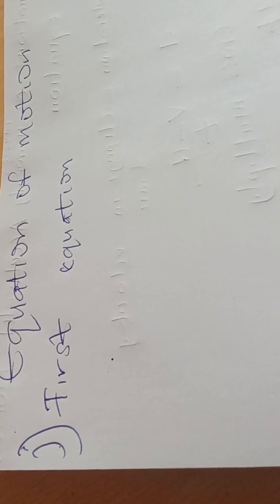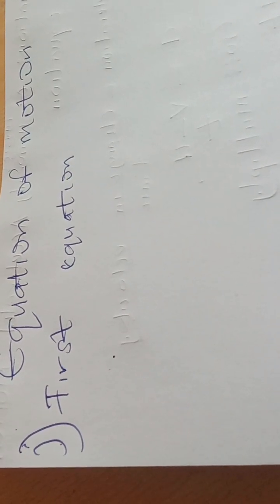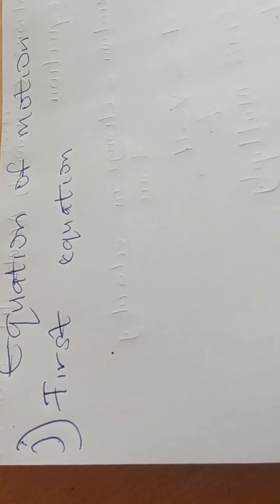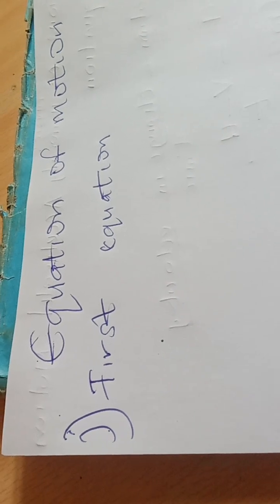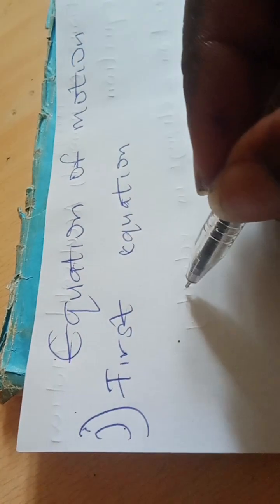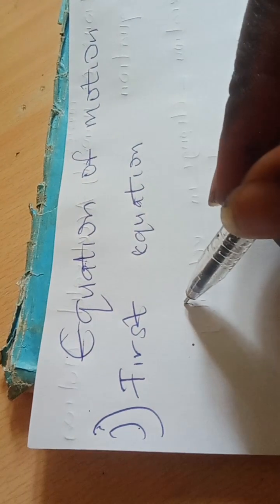We know if a body is at rest, the initial velocity will be zero. So when the body increases its velocity, that means it accelerates. When the body changes velocity, that means acceleration has occurred.